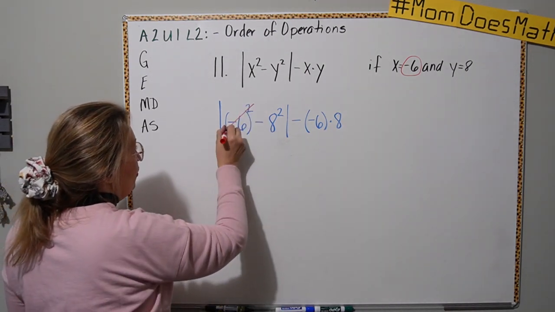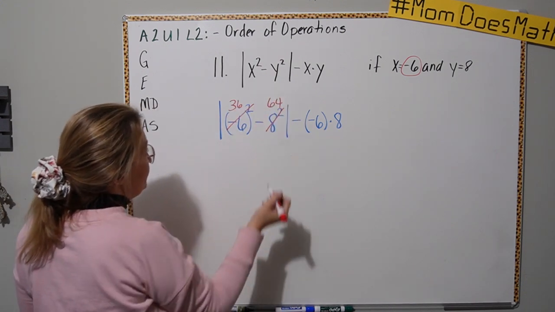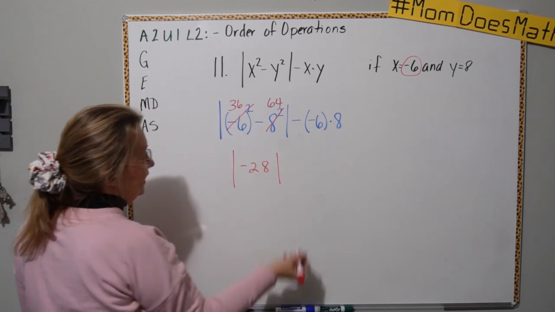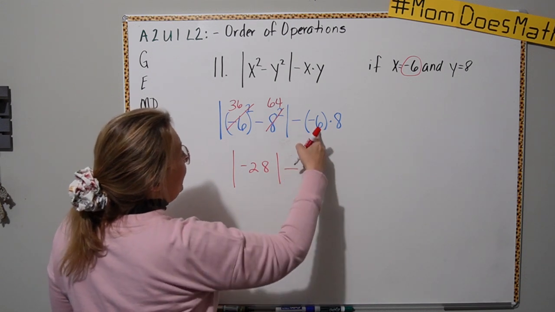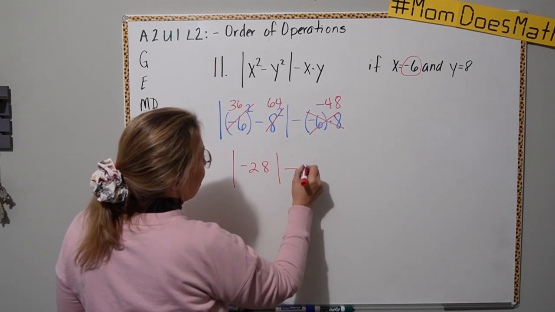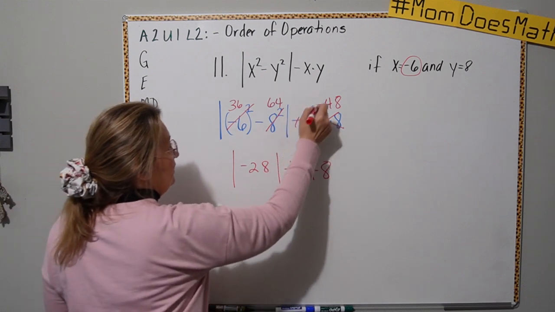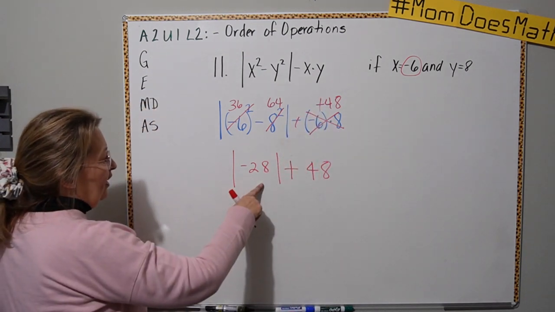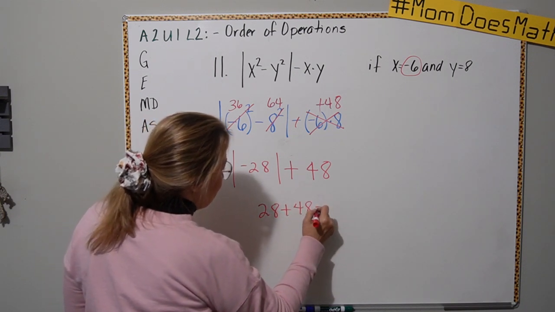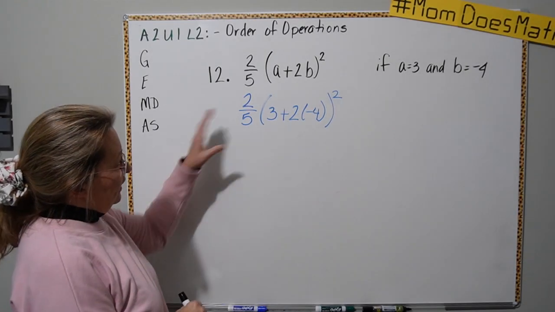So negative 6 squared is 36, and 8 squared is 64. 36 minus 64 is negative 28. All right, down here, negative 6 times 8 is negative 48. Now when you have minus a negative, what happens? It changes to plus a positive. These two canceled out. All right, the absolute value of negative 28 is just 28, and 28 plus 48 is 76.